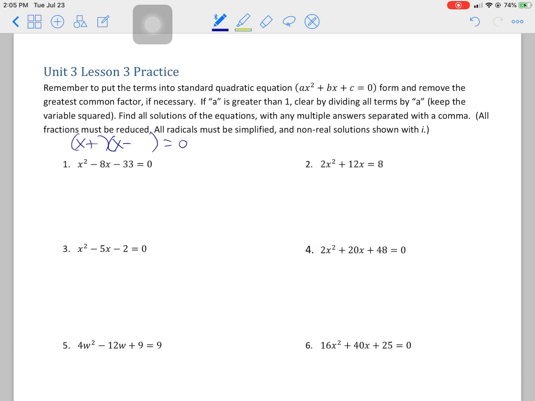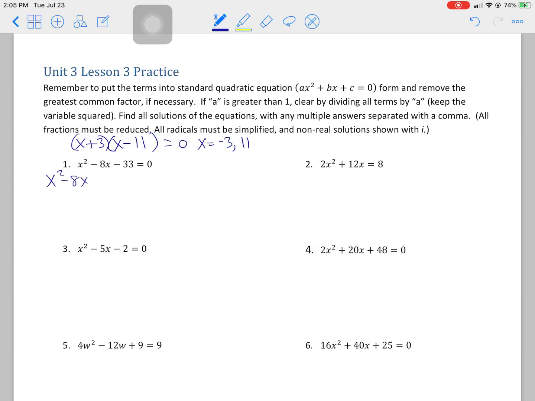So this is 11 and 3. So 11 goes over here, 3 goes over here. So that means our final answer is negative 3 and 11. So that's the short way. That one does factor, but let me show you how to complete the square in this one.